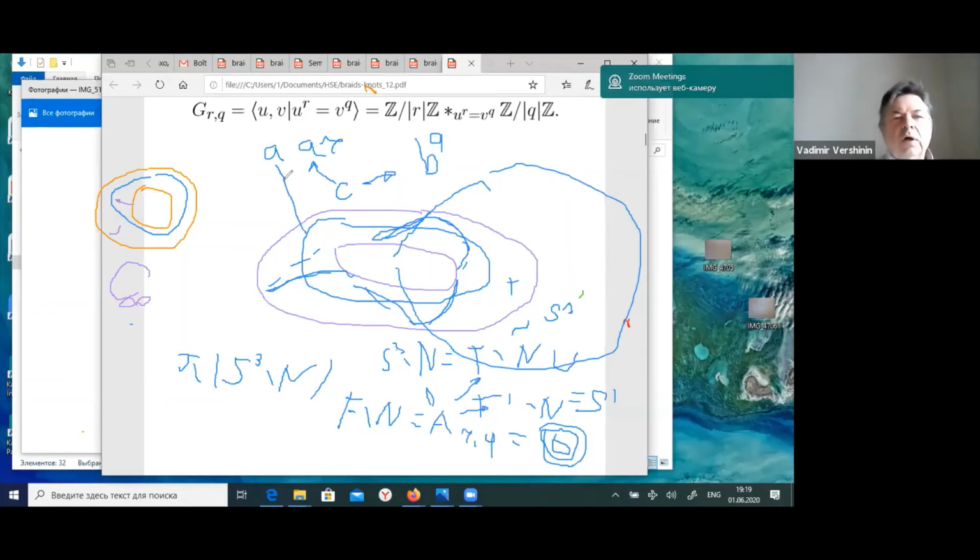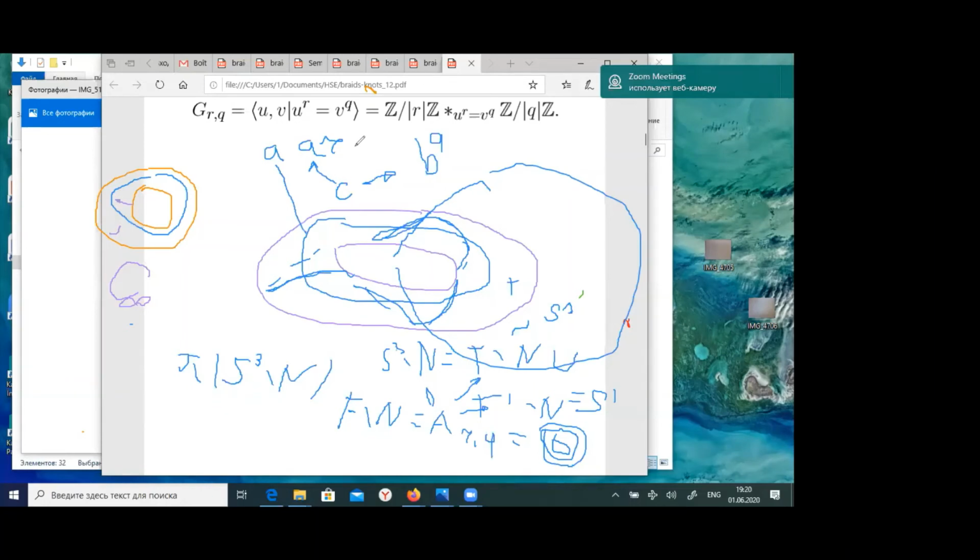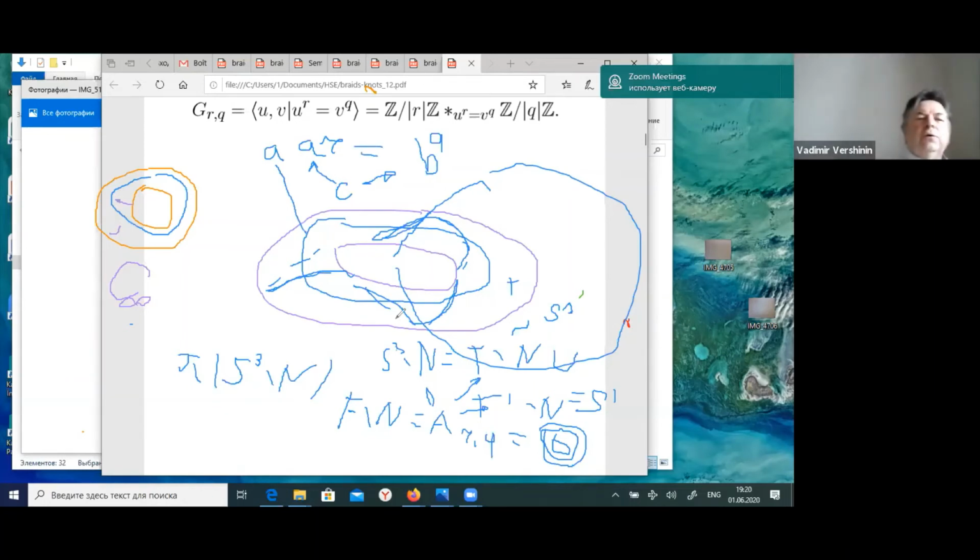And if you remember, I wrote down for you the Van Kampen theorem, that the fundamental group of the space, which is divided into two parts, is given the same way: the generators are the generators of each part. This is A and this is B, and then you need to take into account the intersection. And this gives you exactly A^R equal to B^Q. So this is the standard proof.